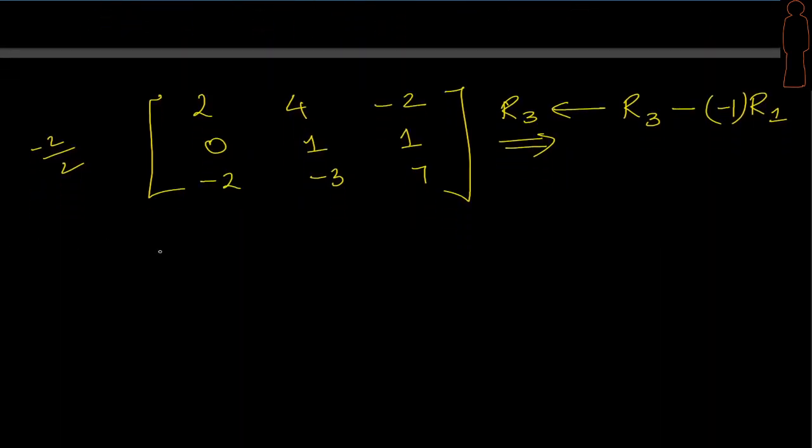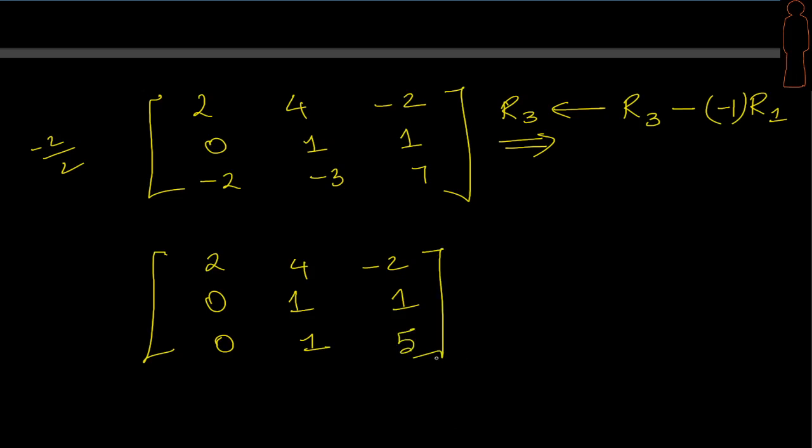So there is no change to row 1: 2, 4 and a minus 2. No change to row 2. In this case, there is a change in row 3. Minus 2 times minus 1 times this. I think it is going to be simple to just add these two. So this is going to be 0. This is going to be a 1 here and a 5.